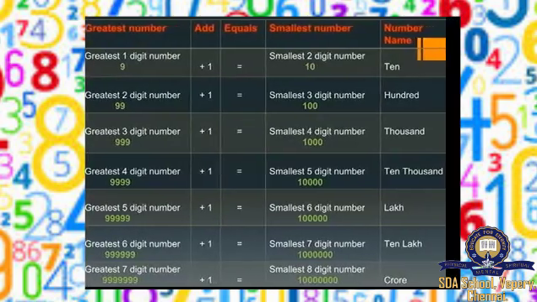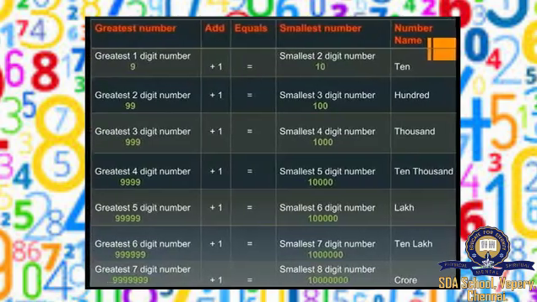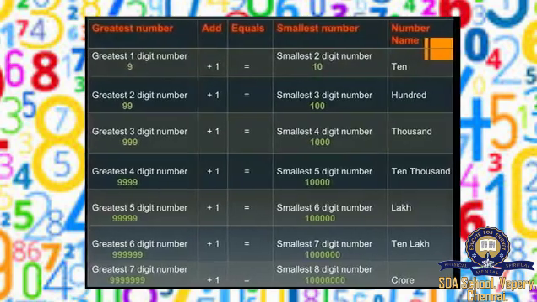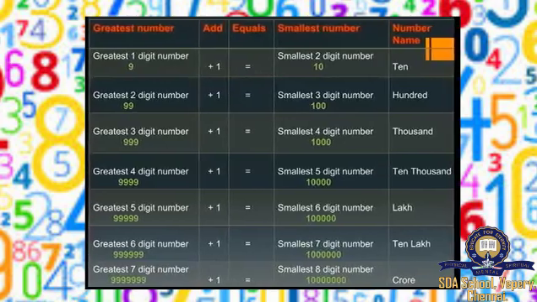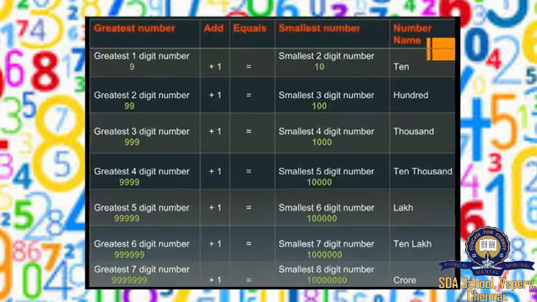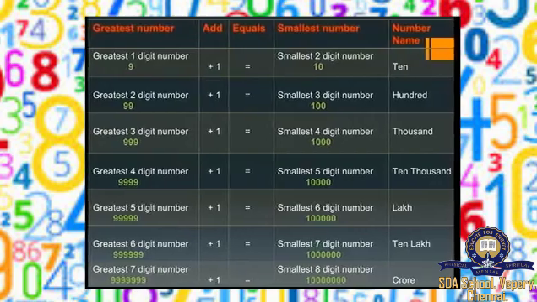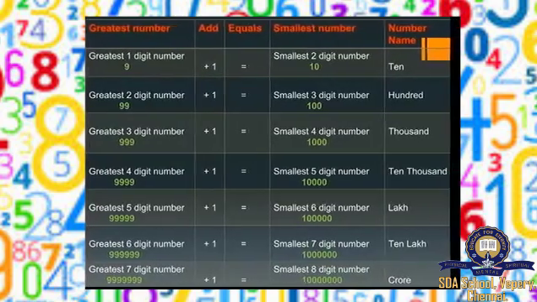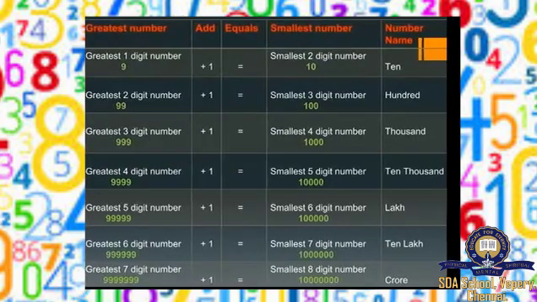Similarly, when we add 1 to the greatest two digit number, which is 99, you will get the smallest three digit number, which we call 100. When we add 1 to the three-digit number 999, you will get the smallest four-digit number, 1000. And when you add 1 to the greatest four-digit number, which is 9999, you will get the smallest five-digit number, which we call 10,000.